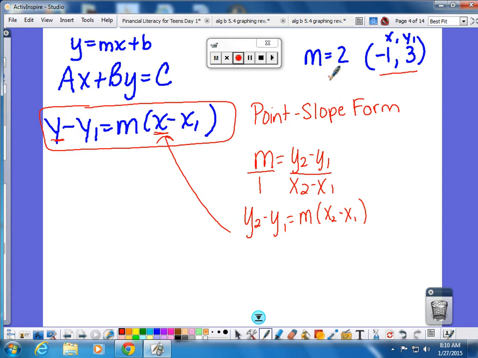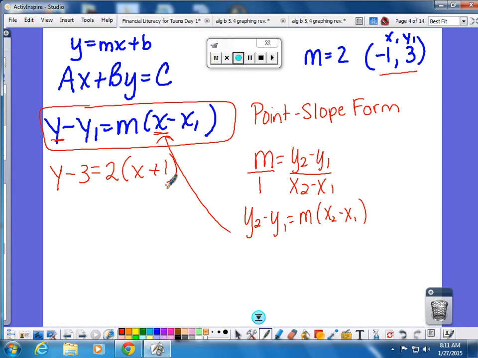So let's substitute in what we know to find what we don't know. Y minus 3. Here's y1. Now it's kind of weird because you plug in the y's first, even though when you're looking over here, the y actually comes last, doesn't it? So keep that in mind. There are also built-in minus signs in this formula. So watch your signs. So equals the slope, and x minus a -1 becomes what? Plus 1. Alright, that is point-slope form.